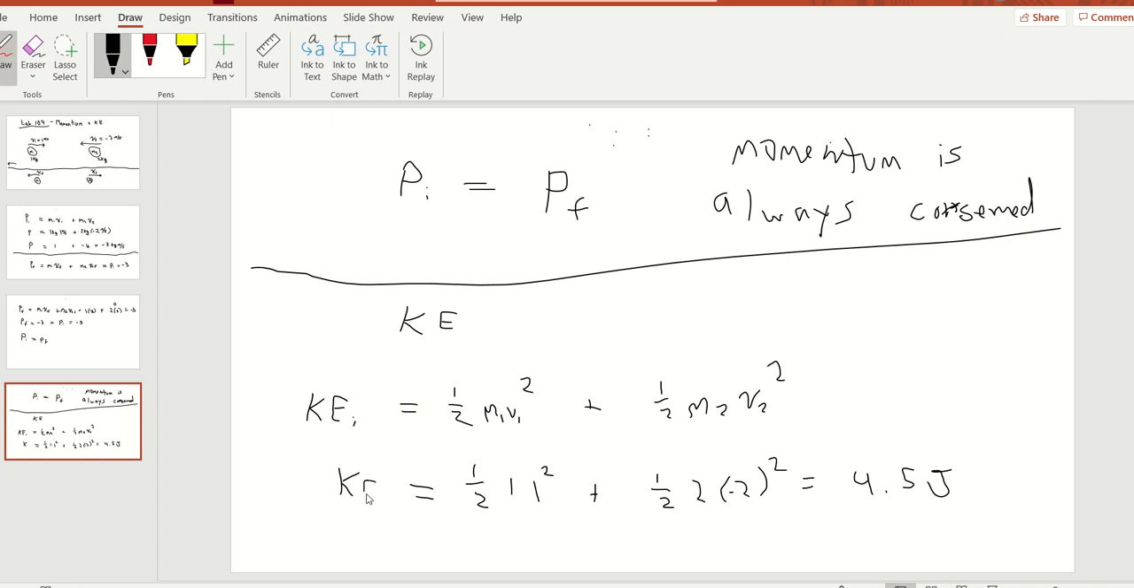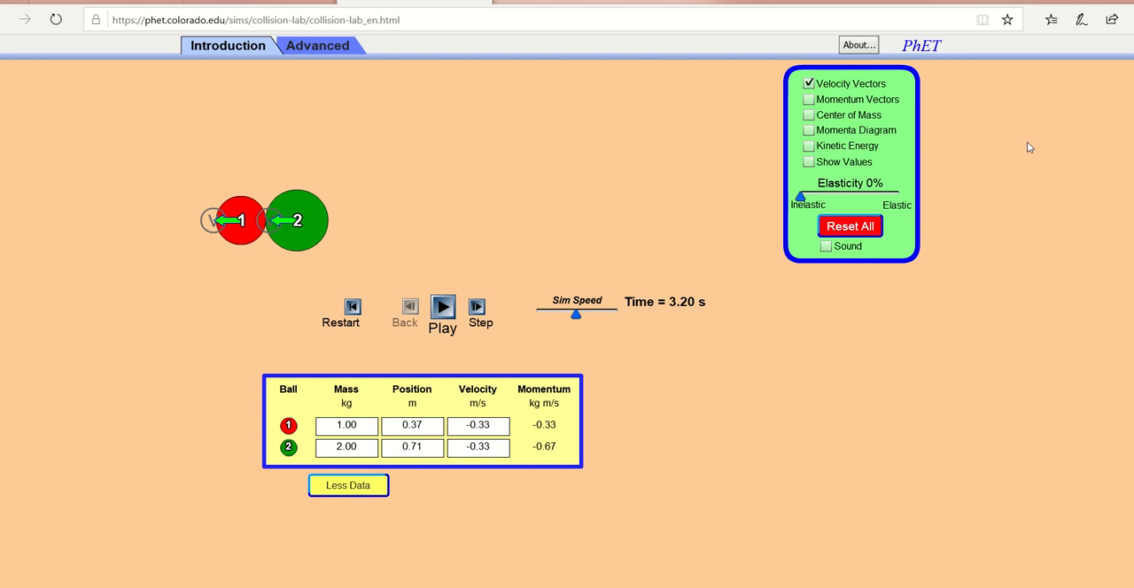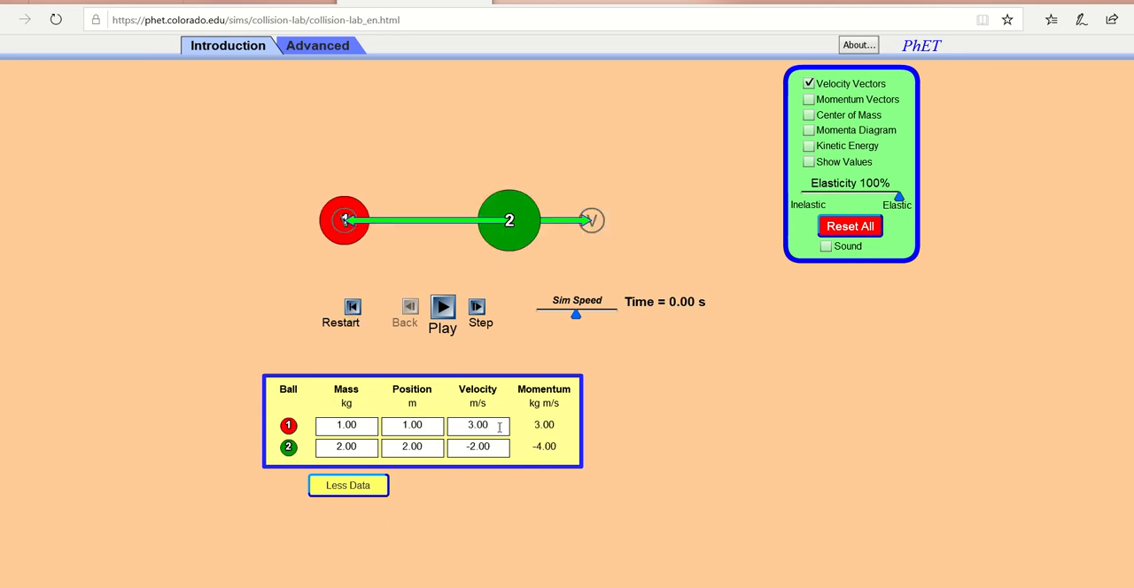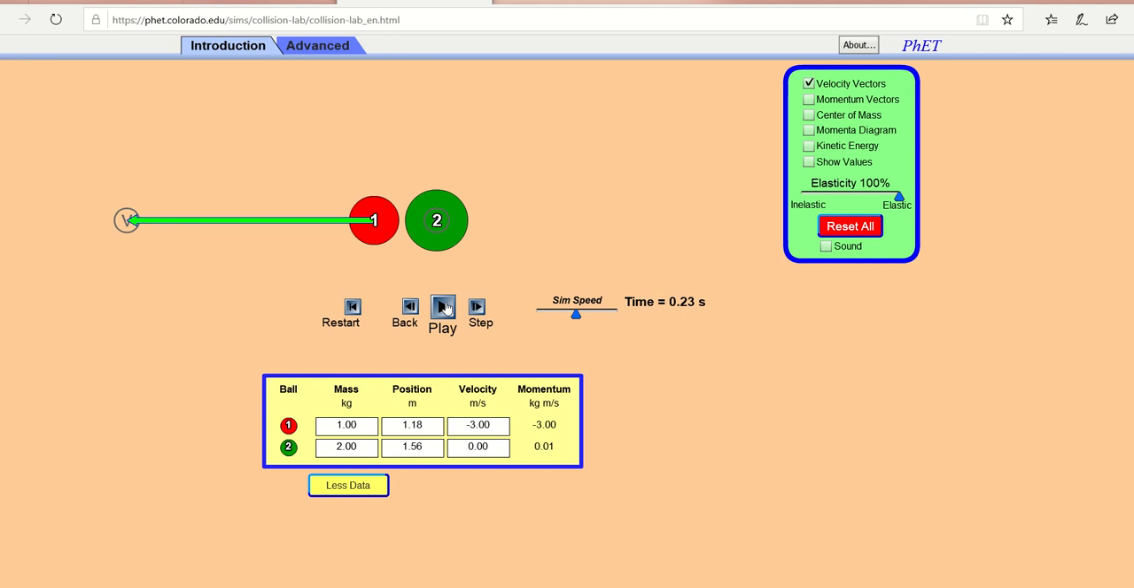So what you will see is that the kinetic energy is conserved after the collision when it's elastic. So if you go back and set this to look at the elastic case, and you set the initial velocity to 1, like our first one, what we got was that the final velocity was -3 for object 1 and the final velocity was 0 for object 2.